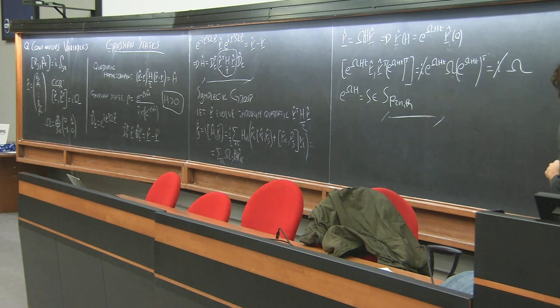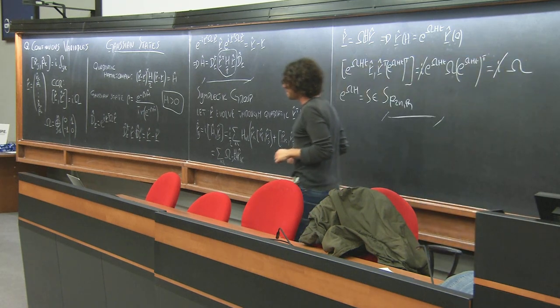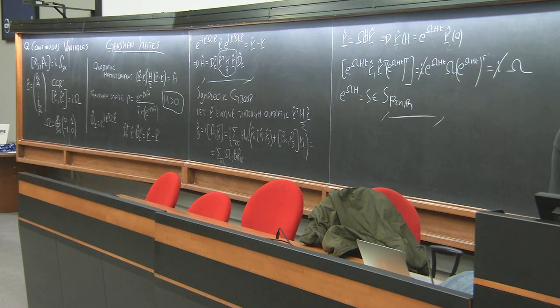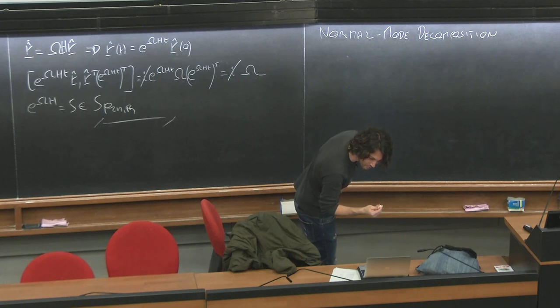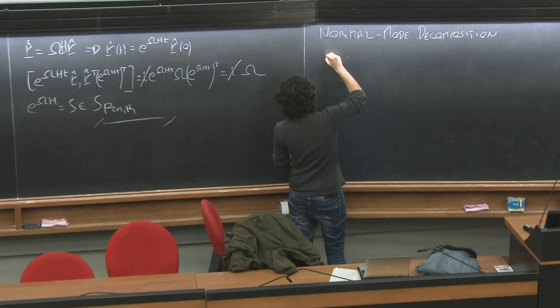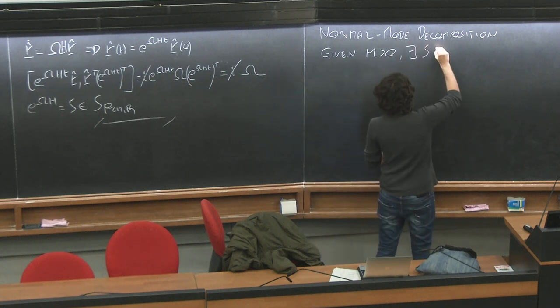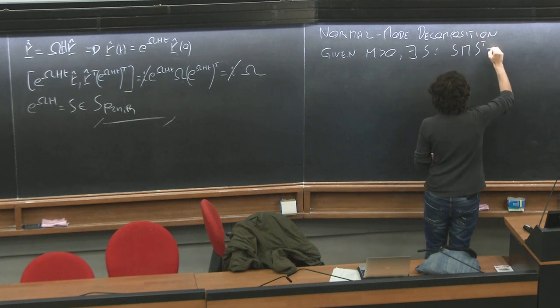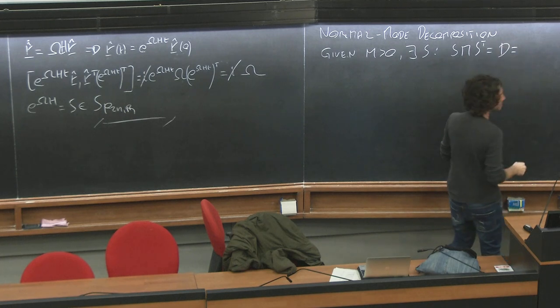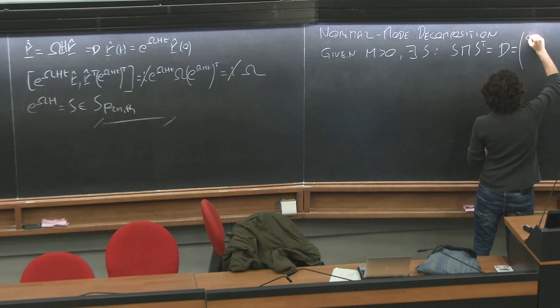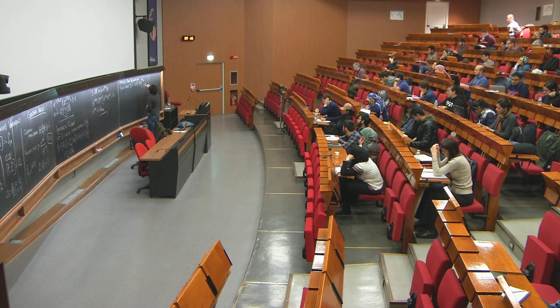So normal mode decomposition is just saying that given a certain strictly positive matrix, as Stefano knows very well, you can always find, given any M strictly greater than zero, there exists an S such that S M S^T equals D, where this D is given by a direct sum of two-by-two blocks, all proportional to two-by-two identities, yeah?